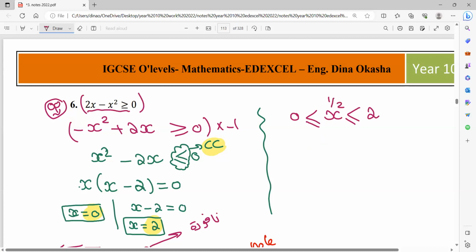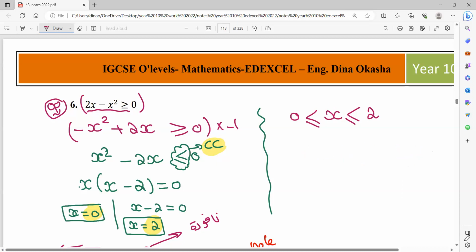So I will use half. 2 times half minus half squared. And let's do it on the calculator. 2 times half minus half squared. The answer is 3/4, and 3/4 is greater than or equal to 0. So yes, my answer is perfectly correct.